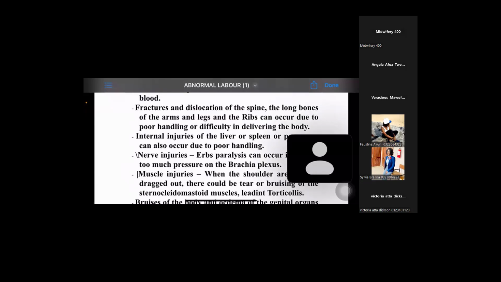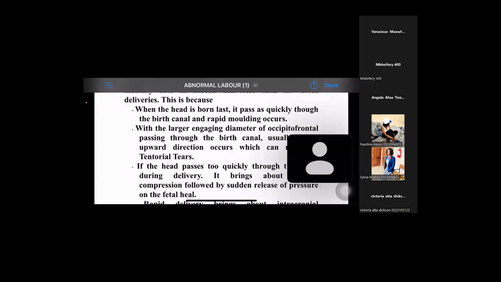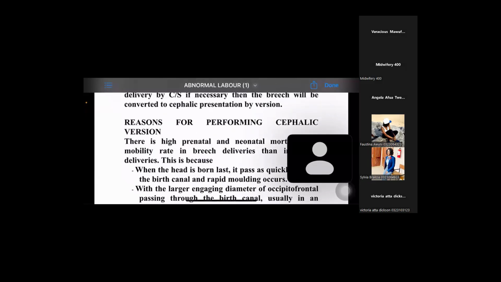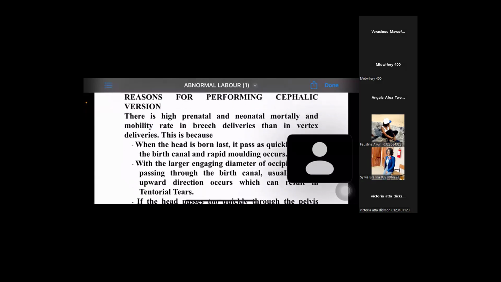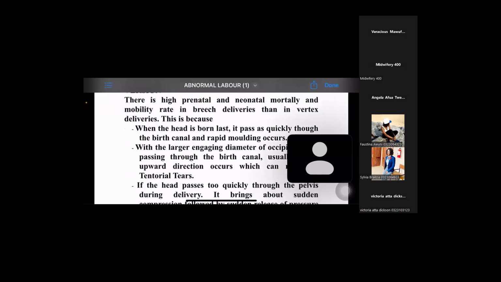So I think with the points that I read out, these are the main reasons why we perform a cephalic version, because if the baby is to be born breech, there are so many harms that can come to the baby.